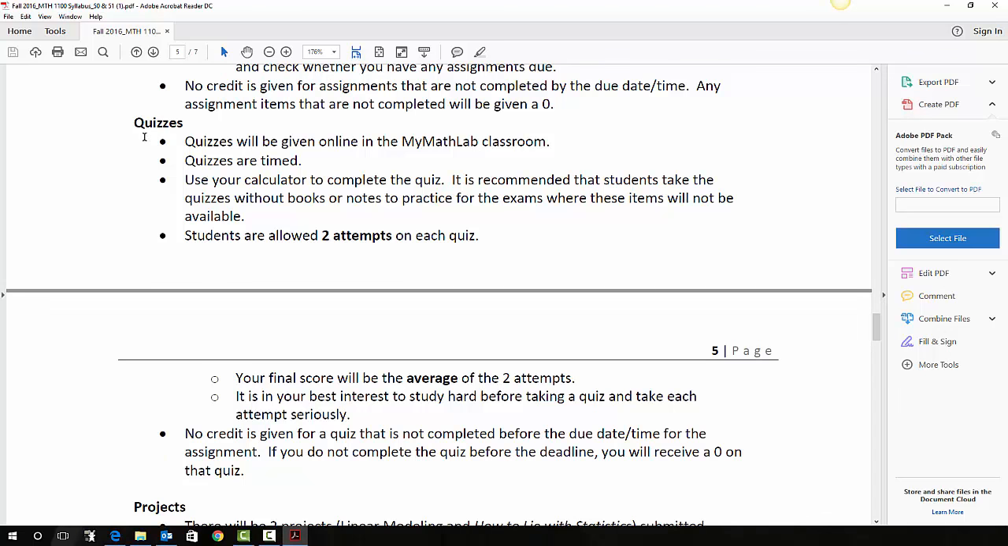And then here we have listed quizzes, so there will be quizzes over each chapter, and those will also have a hard deadline, and they are timed. I give you 45 minutes per quiz to complete that, and you can use your calculator. Now these will be taken on your own time. They won't be proctored. I'm recommending that you take the quizzes without using books or notes, because these are good practice for determining if you know the material enough for the exam.